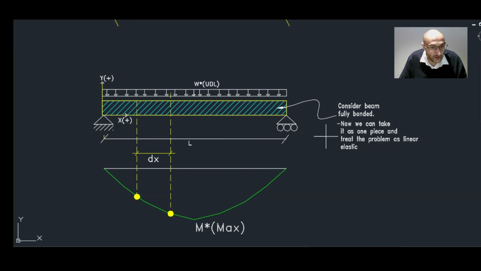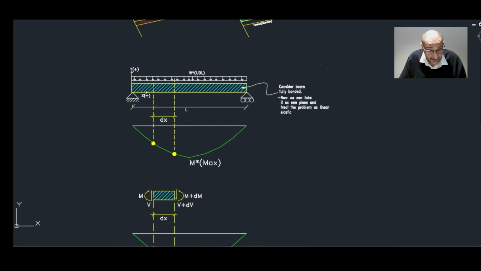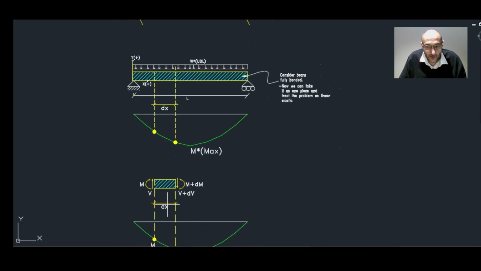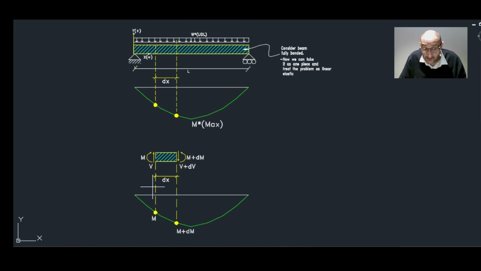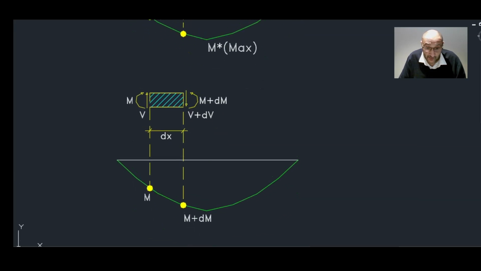Okay, if we draw the bending moment diagram and take a little length of dx, what we notice here is that when we take this slice out, the moment value on the left side is a little less than the moment value on the right side. So we can call this moment on the left side M, and on the right side we will get M plus a differential moment dM, so M plus dM.